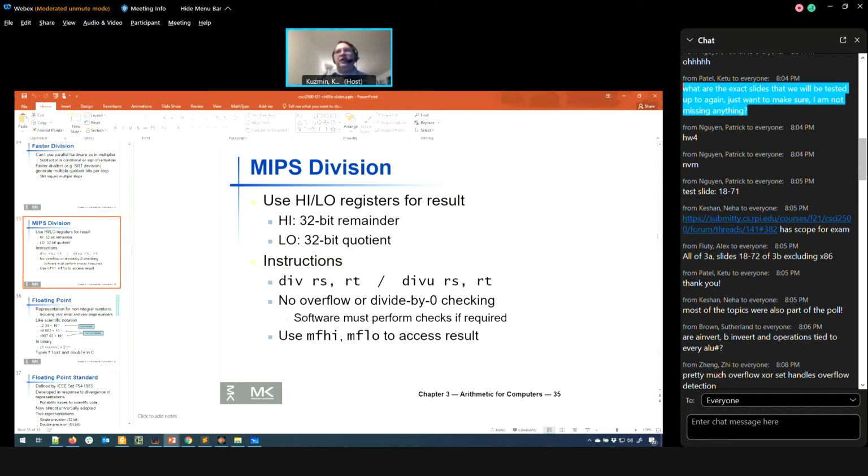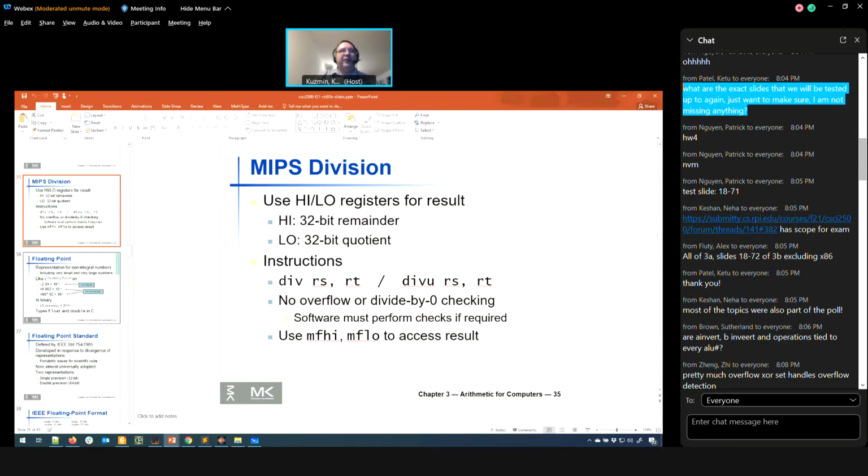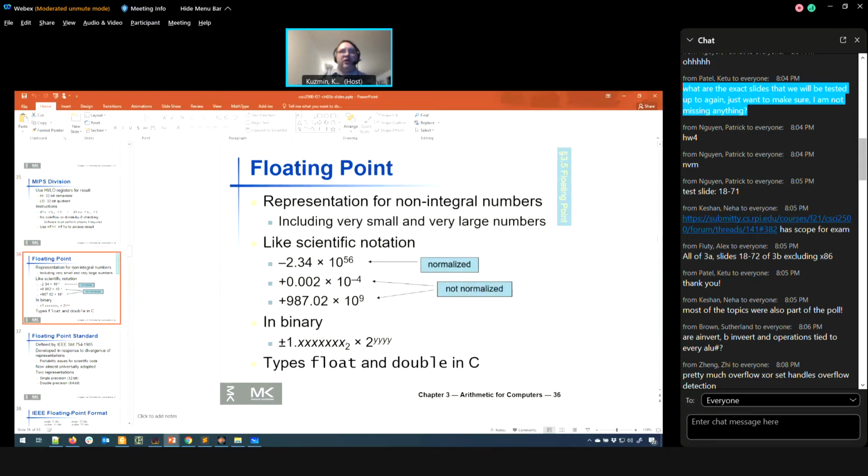Remember that division gives you both the ratio and the remainder. So if you are asked to do a mod operation, which in C would be a percent sign, then you know what to do. You need to do div and then just access the remainder, because div gives you both the remainder and the integer part of the ratio. So of course, this is all going to be on the test tomorrow.